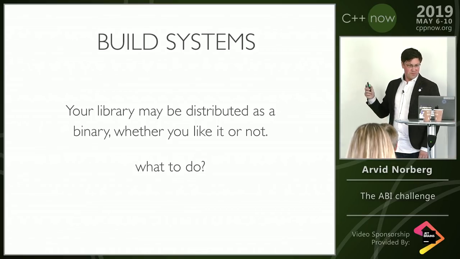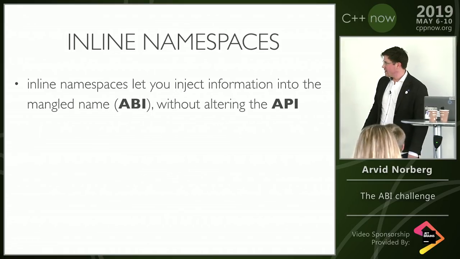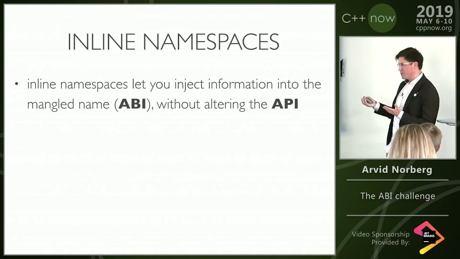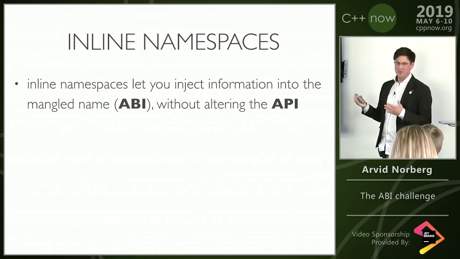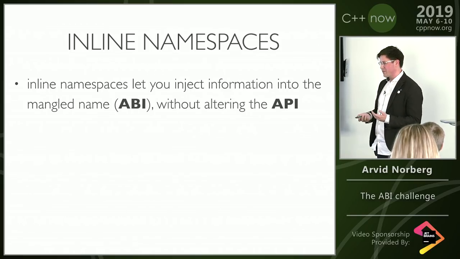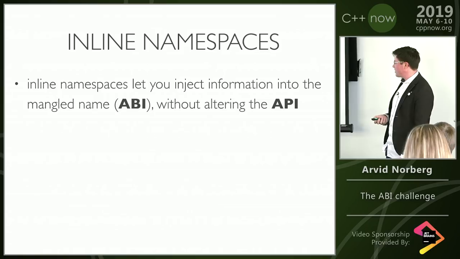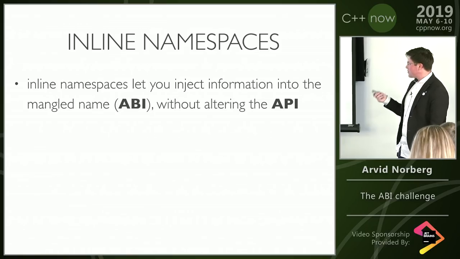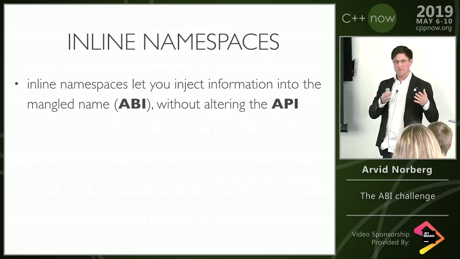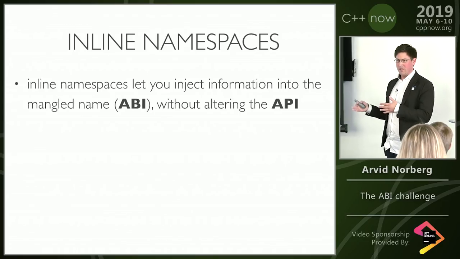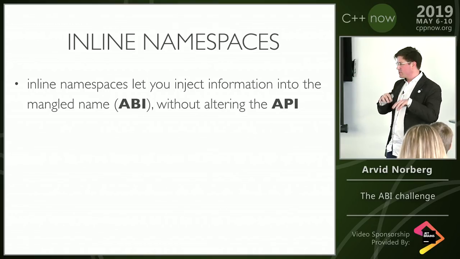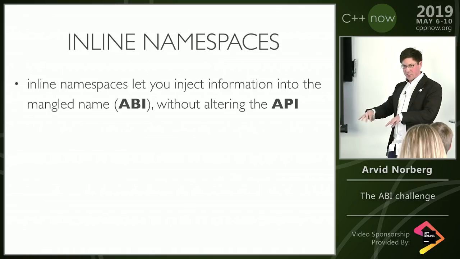So that's when we enter inline namespaces. This is a feature that can help you with this, and I feel like it's underused. As far as I know, it's primarily used in standard library implementations to ensure ABI compatibility. So inline namespaces let you inject information into your symbol names without altering the API. So the API is the language, what you type in your source code, and the ABI is the names that come out in the object files.